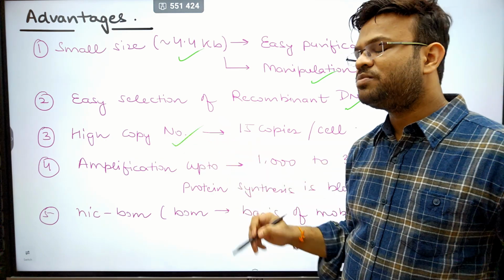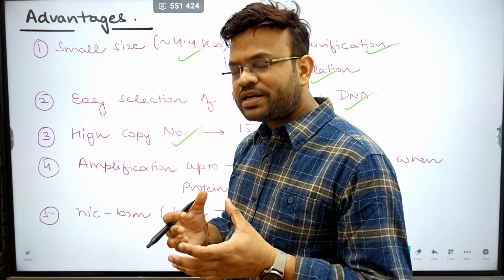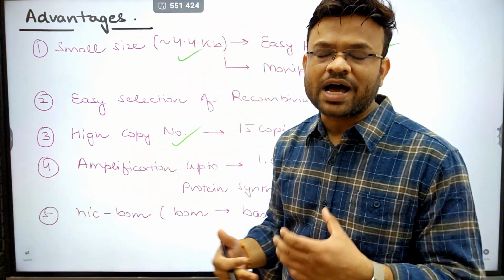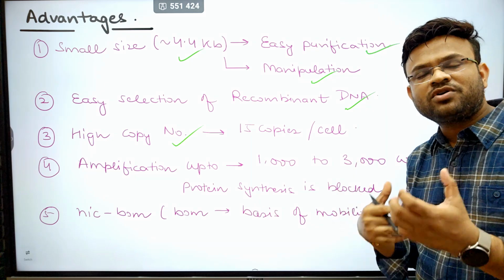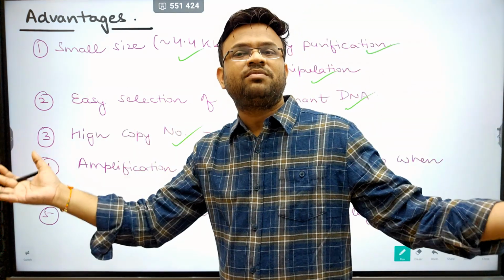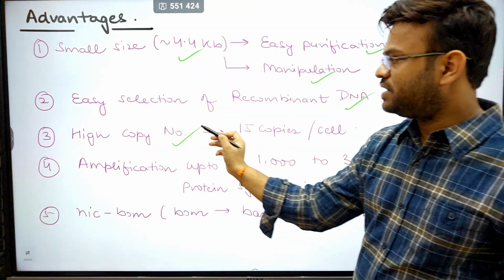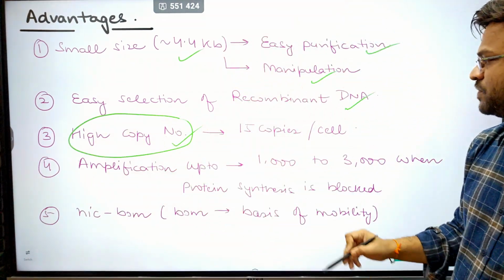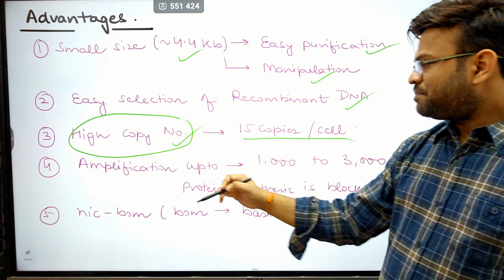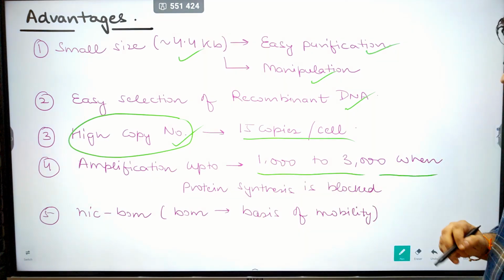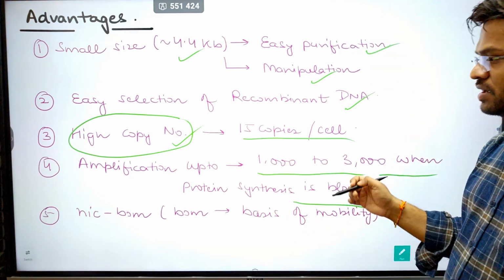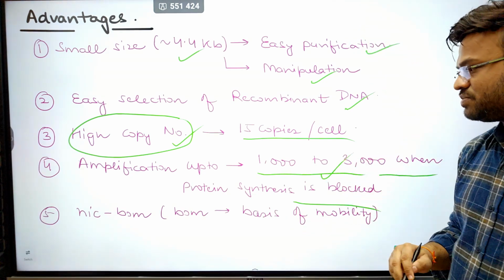High copy number. What do you mean by this? The vectors that are smaller in size can multiply in a larger number. That means high copy number. So when I say a larger number of vectors can be present because of replication, I simply mean that a large number of plasmids would be occurring, and in other words, it is called high copy number. Around 15 copies per cell have been seen. Amplification up to 1000 to 3000 is possible when protein synthesis is blocked. That means when protein synthesis is not occurring, the amplification level reaches up to here.